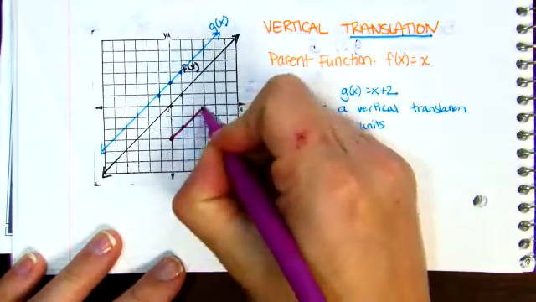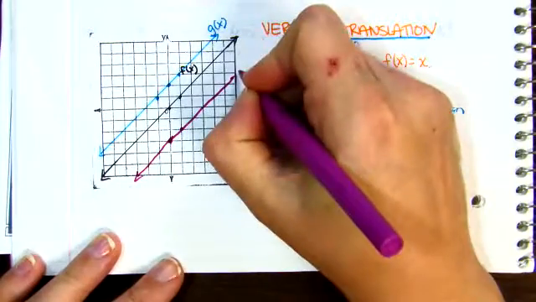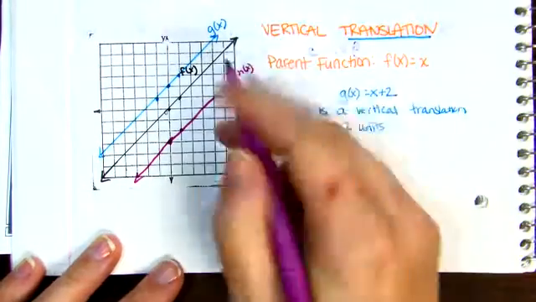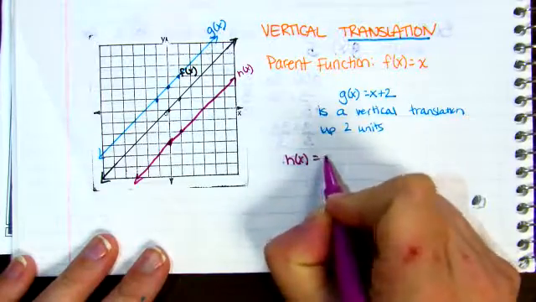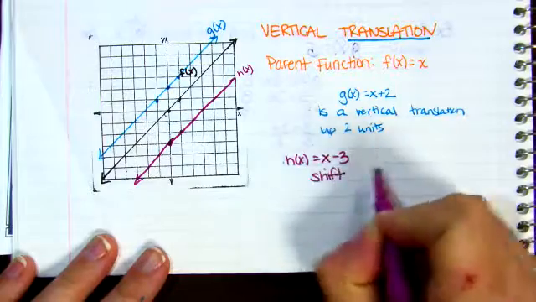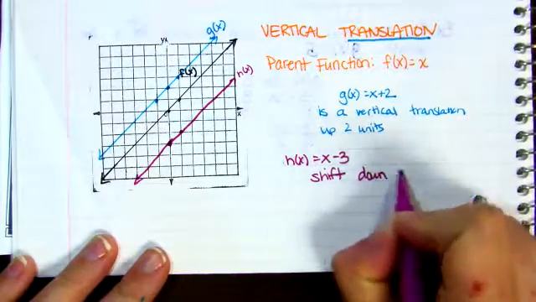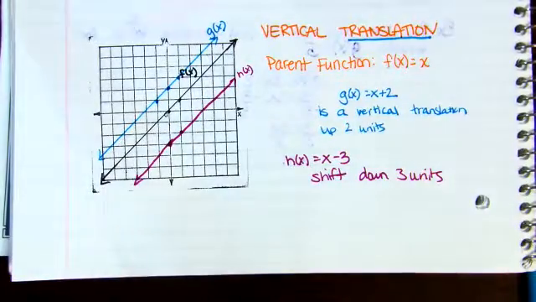And that graph would look something like this. Let's call that h of x. So my equation for h of x would look like x minus 3. This is a shift or a translation down 3 units from my parent function.